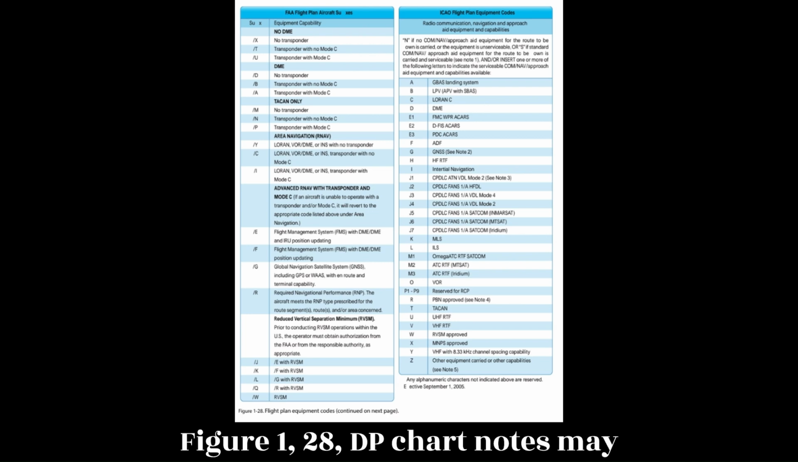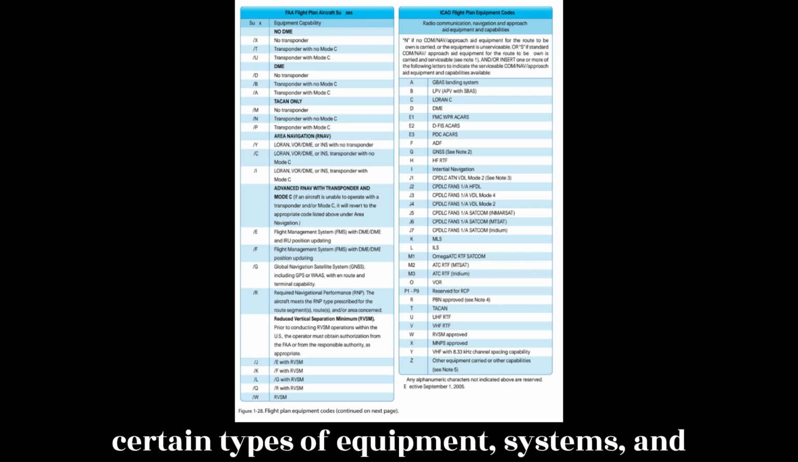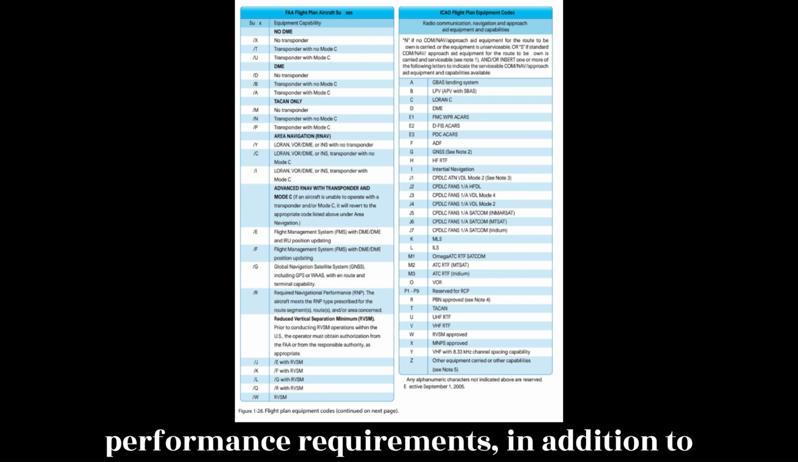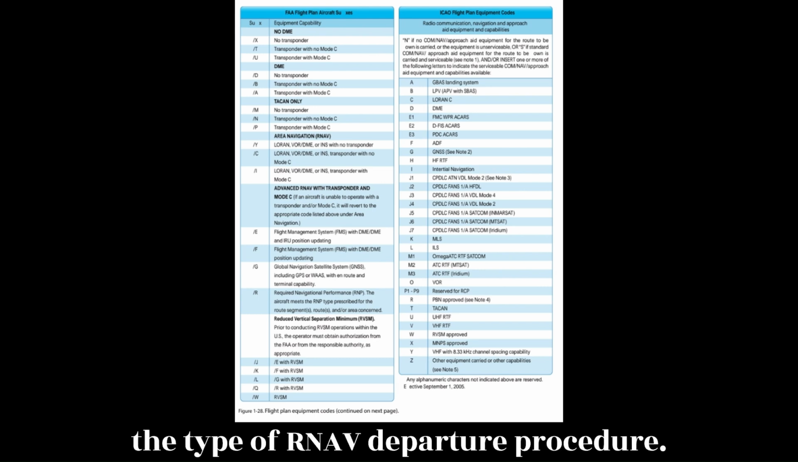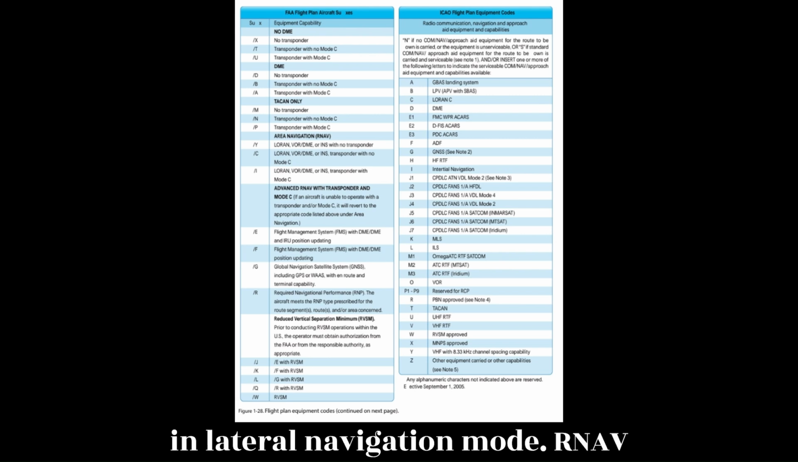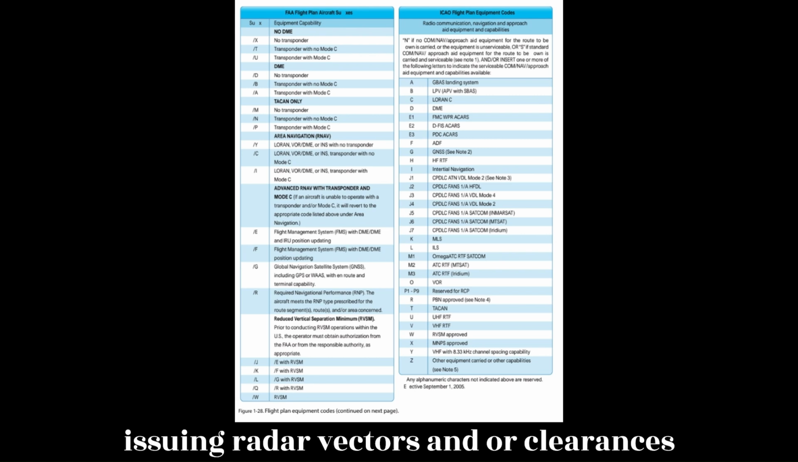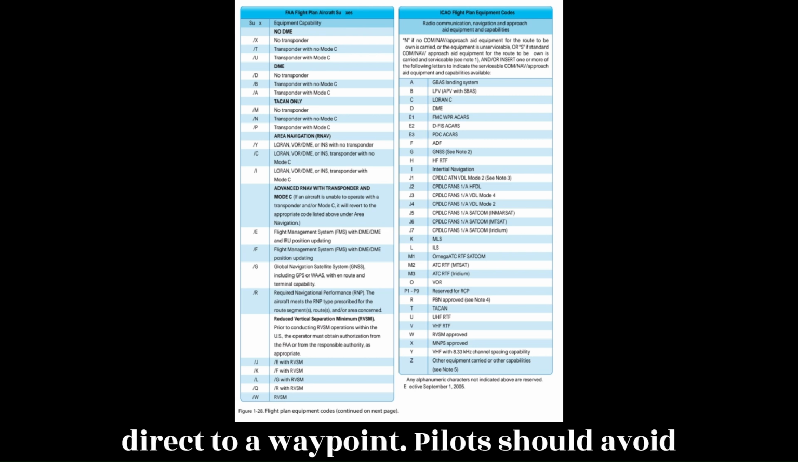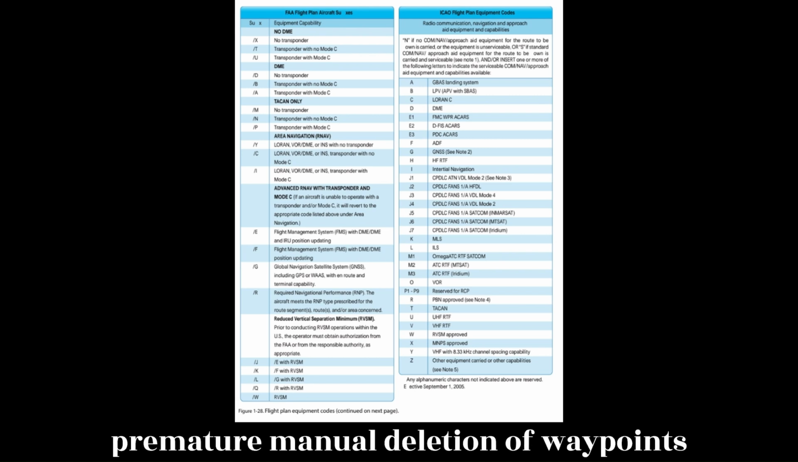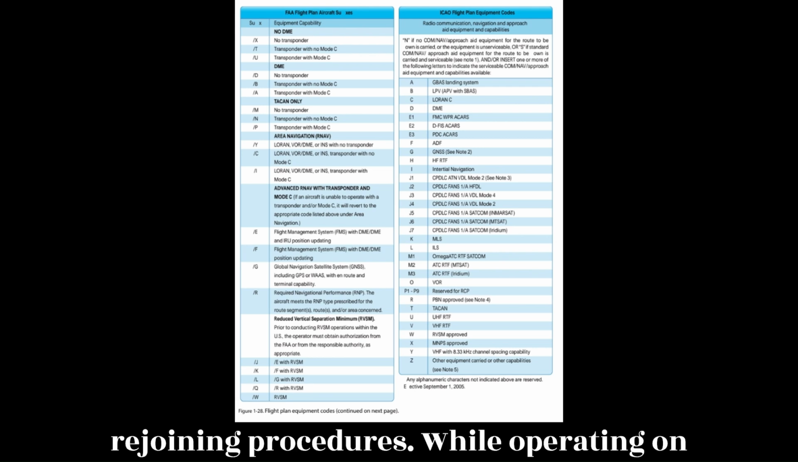Figure 1.28. DP chart notes may also include operational information for certain types of equipment, systems, and performance requirements, in addition to the type of RNAV departure procedure. While operating on RNAV segments, pilots are encouraged to use the flight director in lateral navigation mode. RNAV terminal procedures may be amended by ATC issuing radar vectors and/or clearances direct to a waypoint. Pilots should avoid premature manual deletion of waypoints from their active legs page to allow for rejoining procedures.